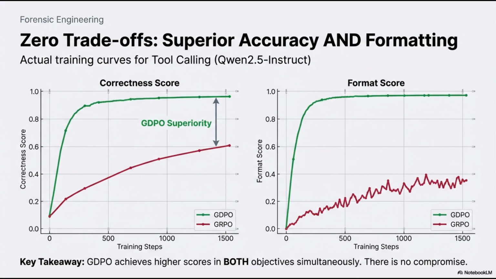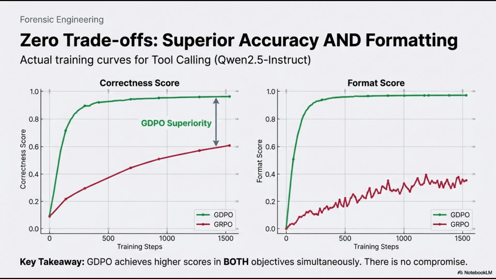Enough theory. Let's look at real results. This is the tool calling task using Qwen 2.5 instruct. Graph 1, correctness score over 1500 training steps. GDPO in green launches upward immediately. By step 200, it's already at 0.8. By step 500, it's past 0.9, and it stays there, stable, consistent, nearly perfect accuracy.